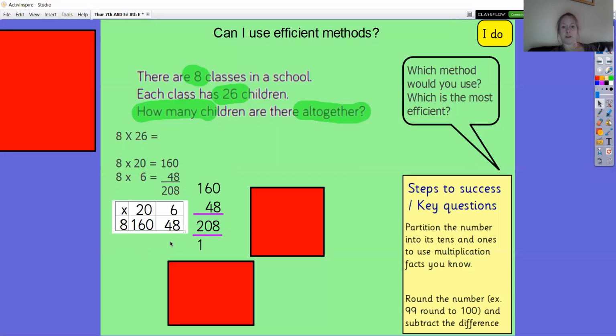So that's our first method, our tried and tested one. If you're not sure, start with that one. That's a really good one to use. And sometimes you have to use that one because the other methods don't work as well.